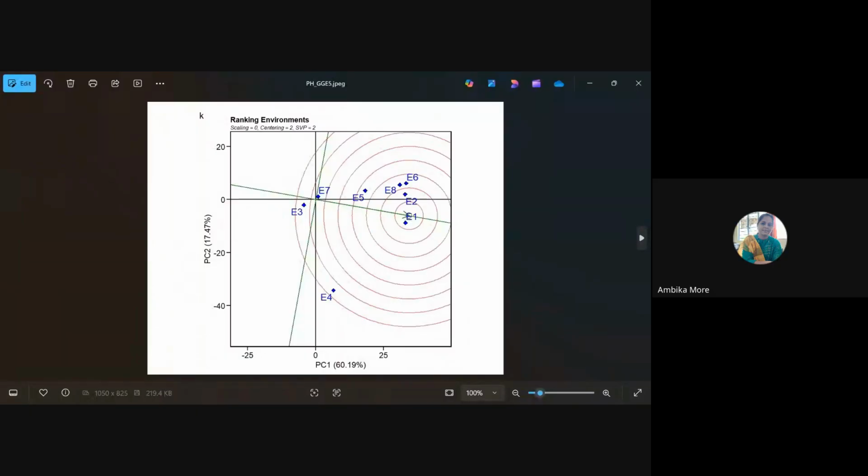On the other hand, there is one environment on the left hand side of the central vertical axis, only E3, and the rest of the environments are on the right side. So I have completed up to E7. Let me complete. Okay.